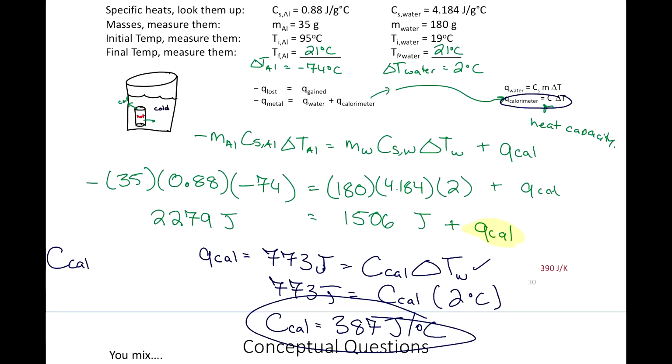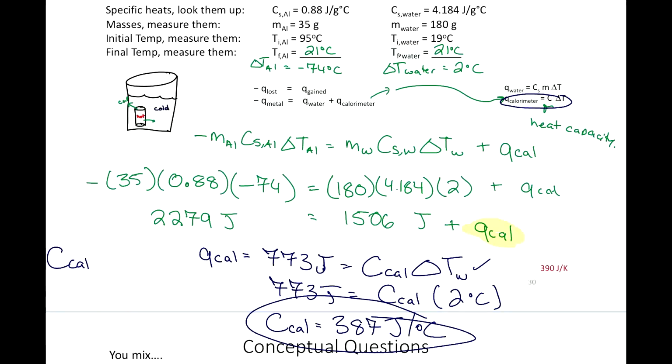And so what we just did is calibrate our calorimeter. We did a heat transfer process with a known amount of energy transfer, determined how much energy that calorimeter gained, so we can use it for subsequent calculations. What this number means is for every degree increase the water makes inside that cup, the calorimeter itself also has to gain 387 joules.